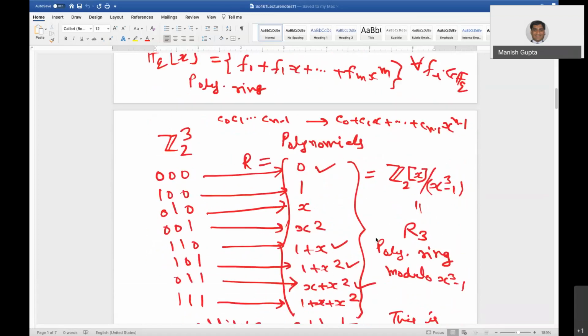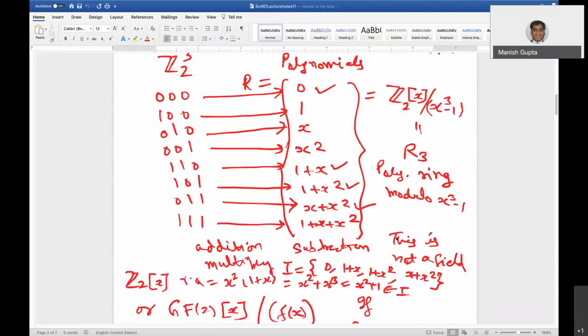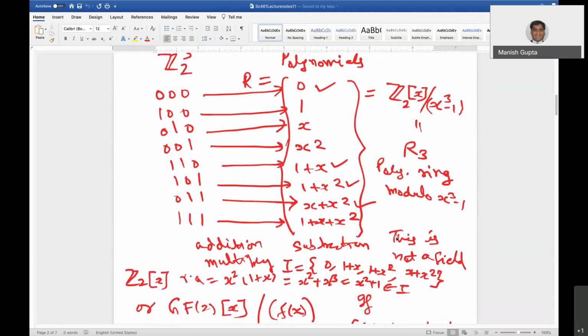And a very nice example is this. If you look at the space Z2 raised to power 3, this is a vector space of length 3. All 8 vectors are there, and I can write the corresponding polynomials. So this is nothing but Z2[x] modulo x cubed minus 1, because the length is 3 here, n is equal to 3. So we take all the polynomials and reduce them modulo x cubed minus 1. This is a polynomial ring, and we denote it by R3. This is not a field, so we can add, subtract, multiply, but cannot divide.